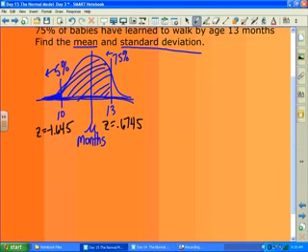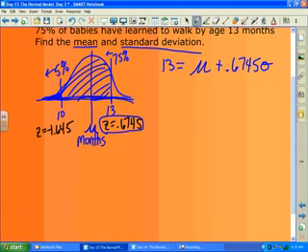Okay, so what I'm going to end up having is 2 equations and 2 unknowns, and so you're going to end up with a system. But let's talk about how this is going to work. If I want to know this value right here at 13 months, 13 months is 0.6745 standard deviations above what? Above the mean. So 13 months is the mean plus 0.6745 standard deviations. That's what that's saying, and that's how you collect that.